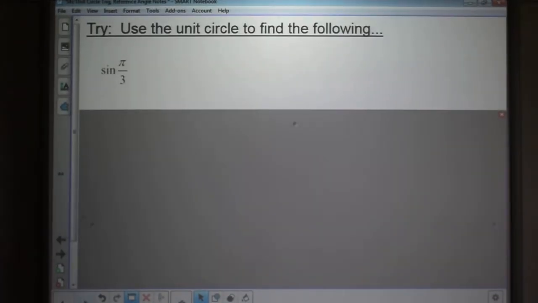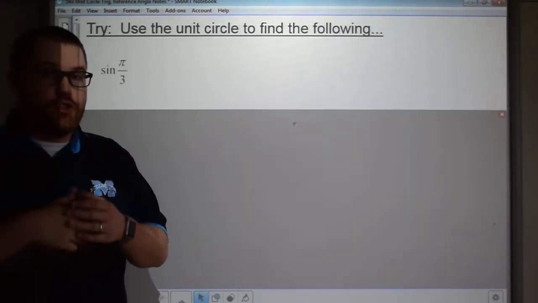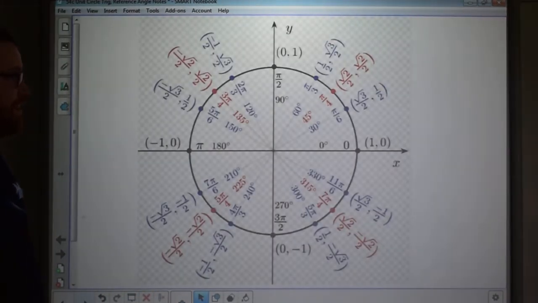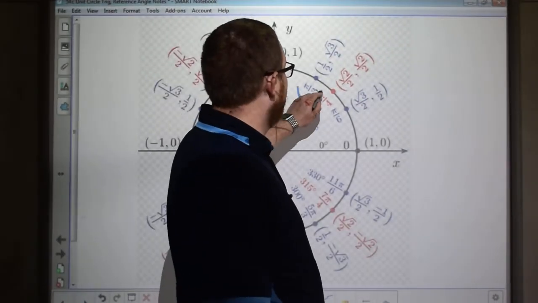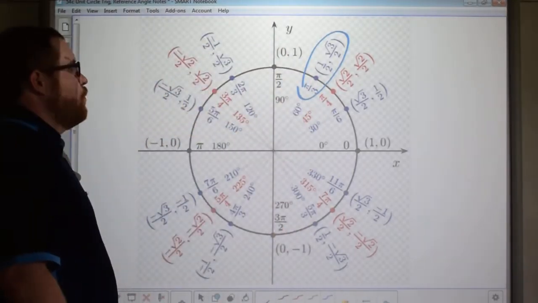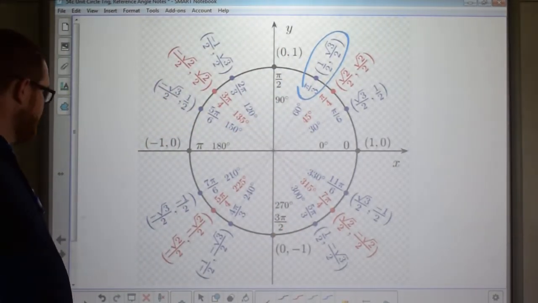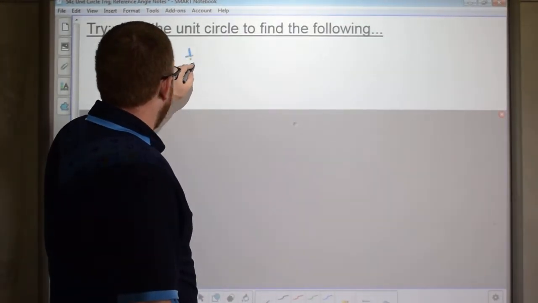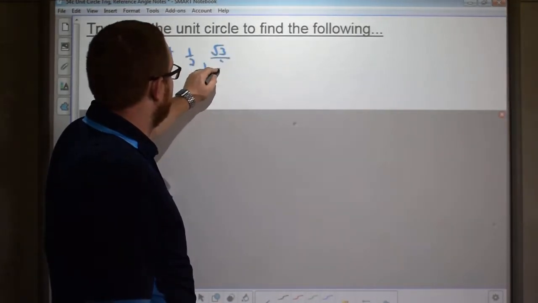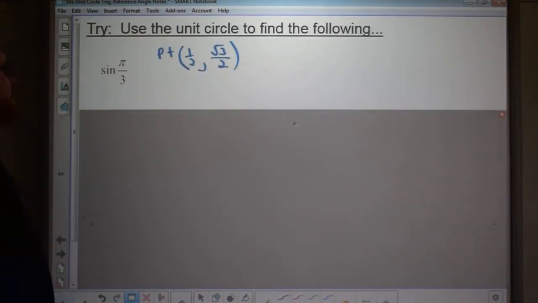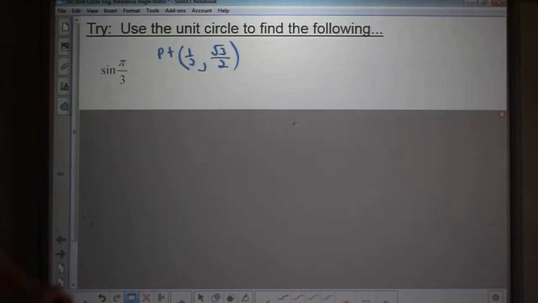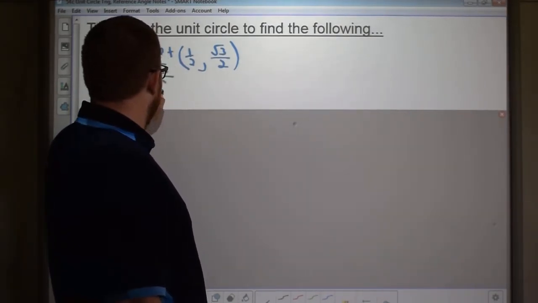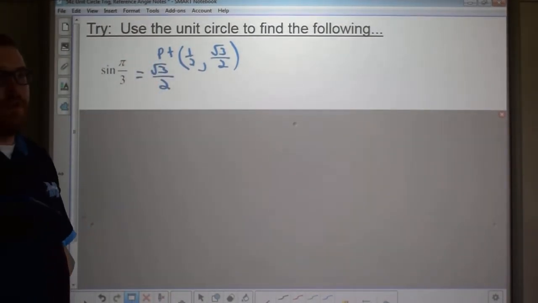So let's try some problems. Sine of pi over 3. You do have your unit circle memorized, right? Hopefully. If not, here it is. Here's pi over 3. The point that corresponds with that is 1/2, comma, square root of 3 over 2. So which of those am I going to use, the x value or the y value? Well, it's sine, so I want the y value. This is why memorizing the unit circle is so important.